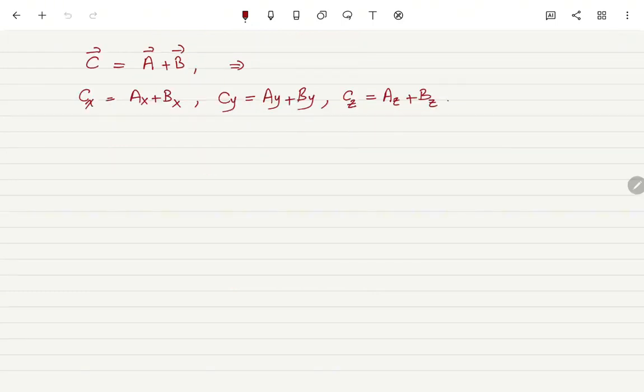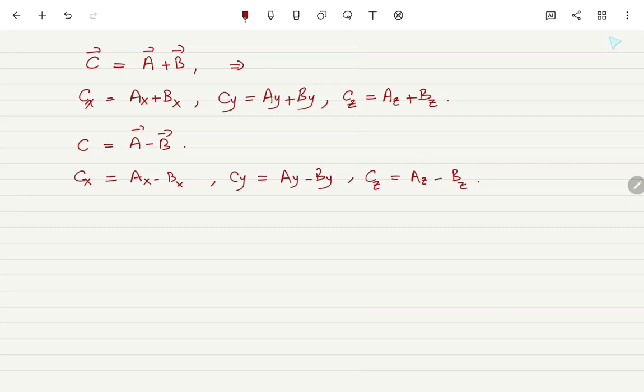Same thing applies when you subtract vectors. So vector c equal to a minus b. So in this case, we have to follow the same procedure. So cx equal to ax minus bx, cy equal to ay minus by, and cz equal to az minus bz.